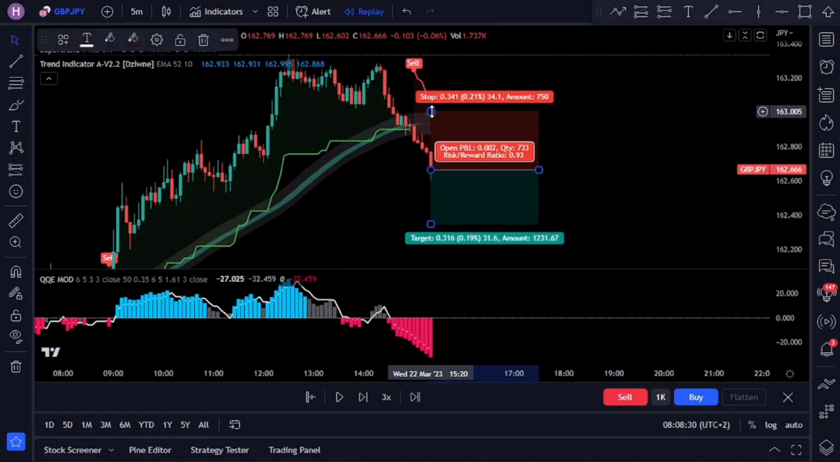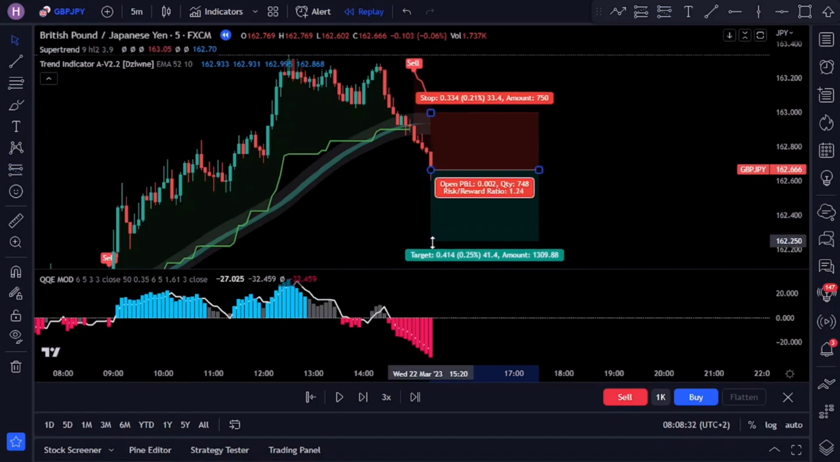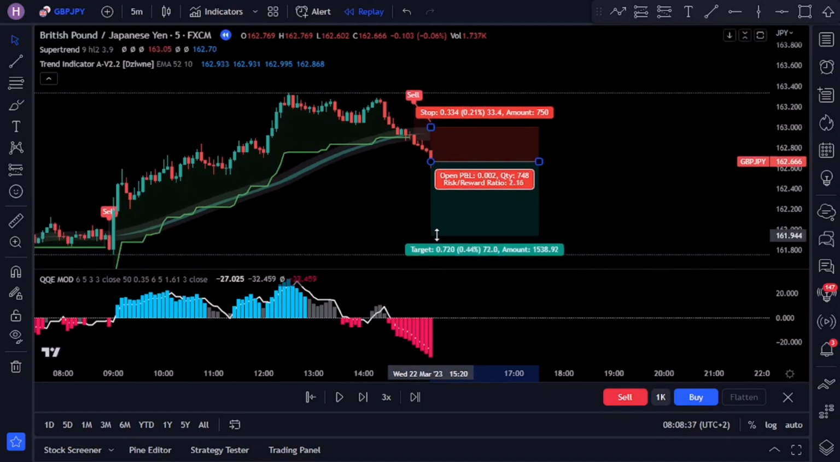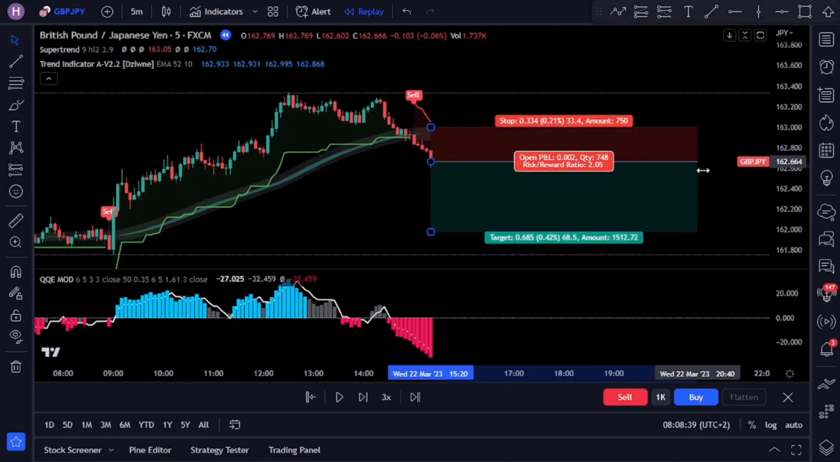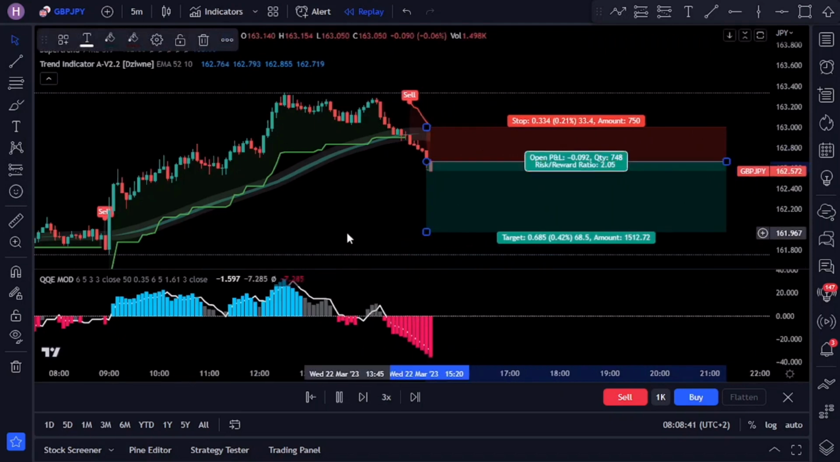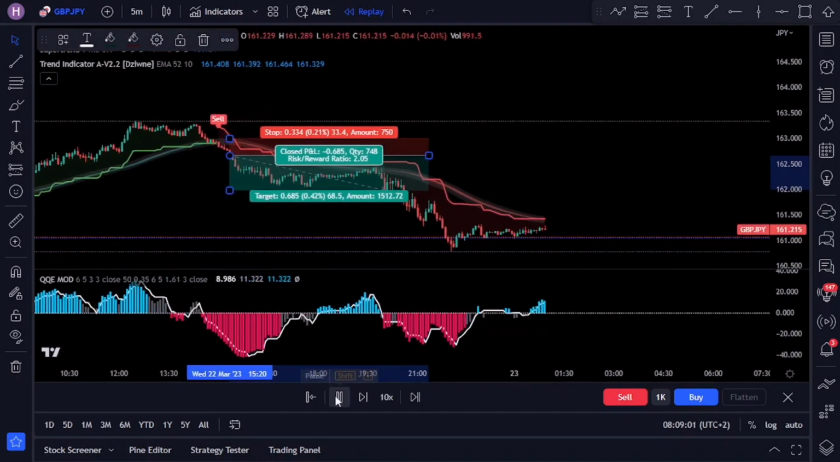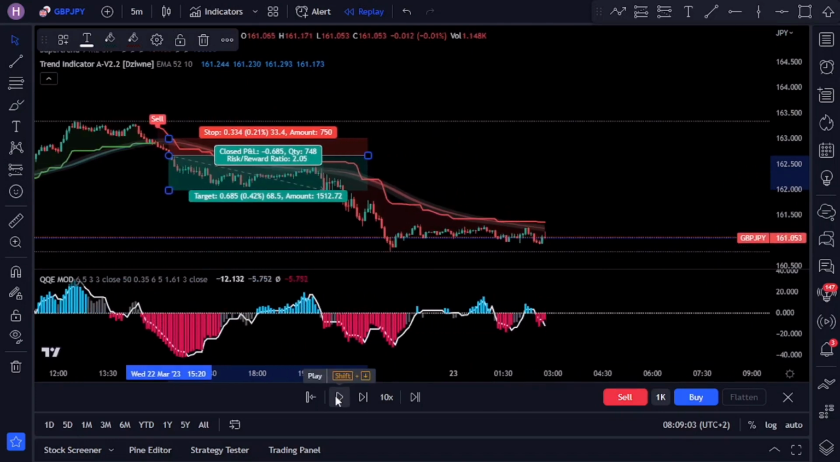Once all of the confluences are in place, enter your sell trade with a stop loss above the swing high and aim for a 1 to 2 risk to reward. No matter what time frame you trade, the rules of the trade system remain the same. By entering this trade, you would have caught a fantastic market move and we could have gained a lot of lovely pips in the process.